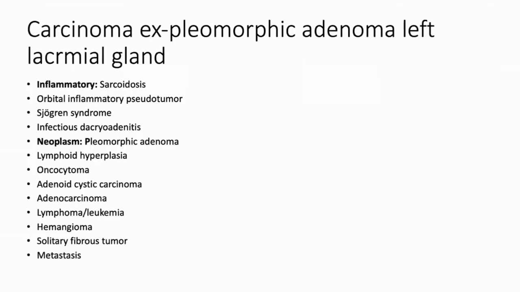So I will go through the differential diagnosis of lacrimal gland lesions, especially the solid lesions. These can be divided into inflammatory and neoplastic lesions. Inflammatory includes sarcoidosis, orbital inflammatory pseudotumor, which is very common, especially for lacrimal glands. Sjogren's syndrome is not very common in our area, and infection is another differential.